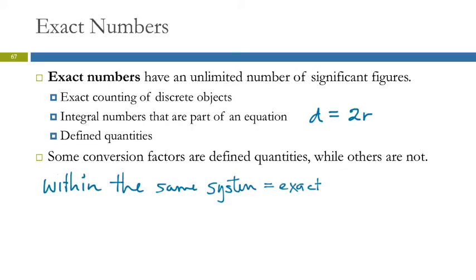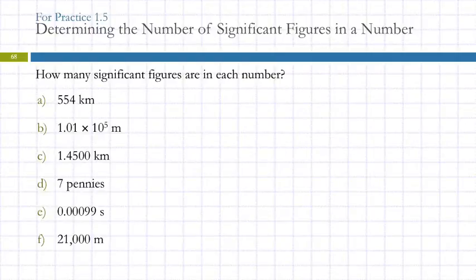If I'm going between the metric system and the English system, most of the time, it's not exact. The inches to centimeters is an exception. That conversion gets used so often, they actually redefined the size of the inch so that 1 inch is exactly 2.54 centimeters. Okay? I will not try to trick you with that, but it will come up, and so I do want you to be aware of that. Okay? So let's do some examples.